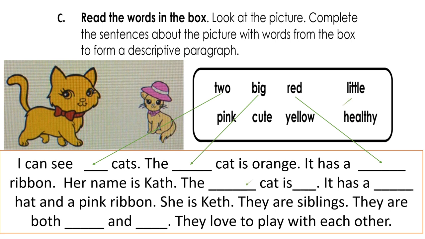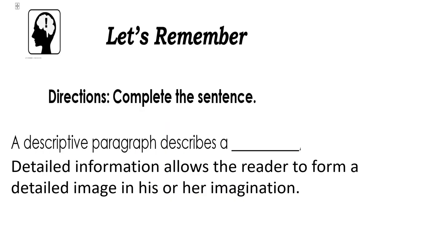The little cat is yellow. It has a pink hat and a pink ribbon. She's Cap. They are siblings and they are both cute and healthy. They love to play with each other. Let's remember, complete this. A descriptive paragraph describes a person, an animal, a place, a thing, or an idea. Remember, detailed information allows the reader to form a detailed image in his or her imagination.